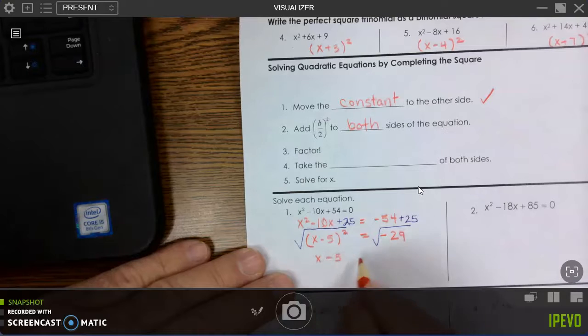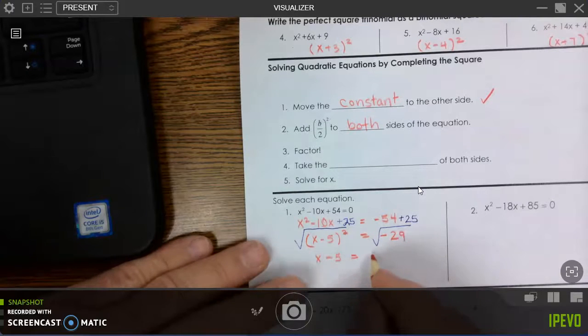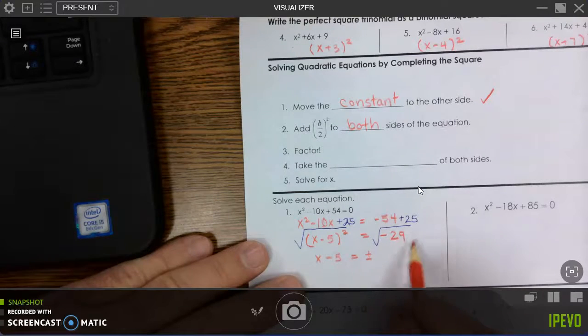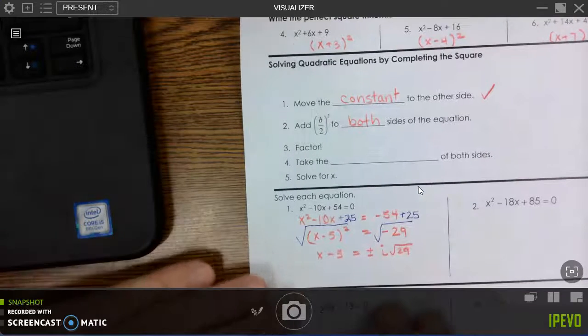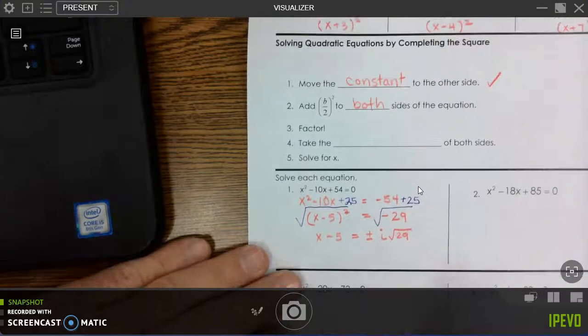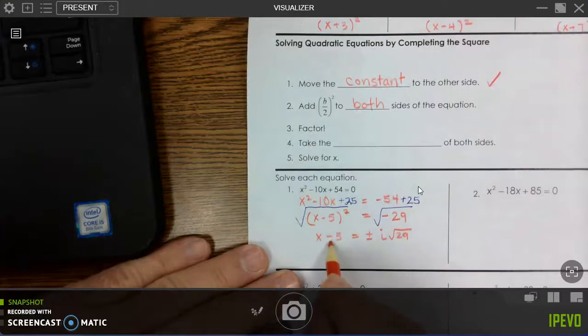And here's something you forgot from Algebra 1, but that creates two answers, a positive and a negative, of whatever this crazy number is. Well, I think it's i times the square root of 29, because we just learned about i. Now, I got to add 5 to both sides. Well, where do I add 5 over here on this side?